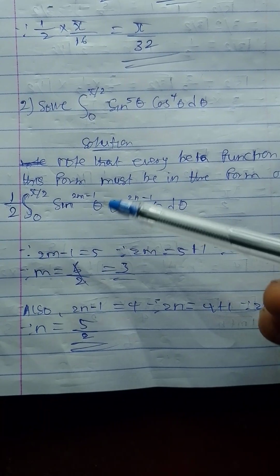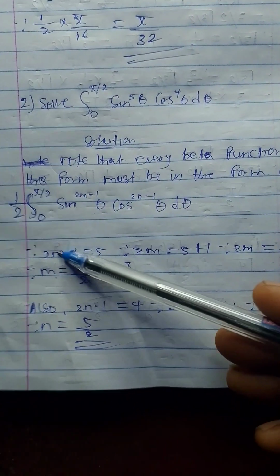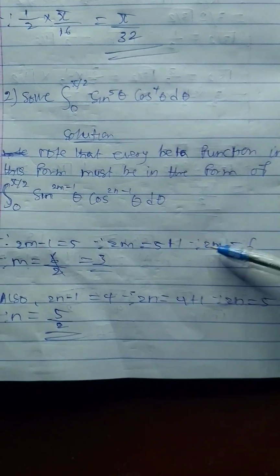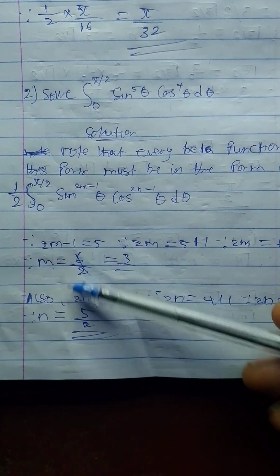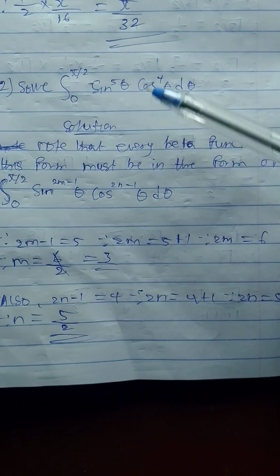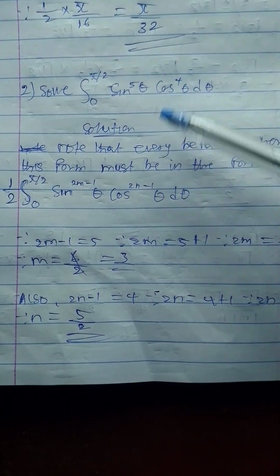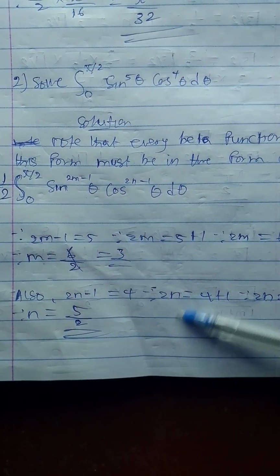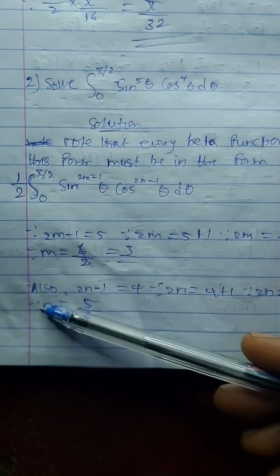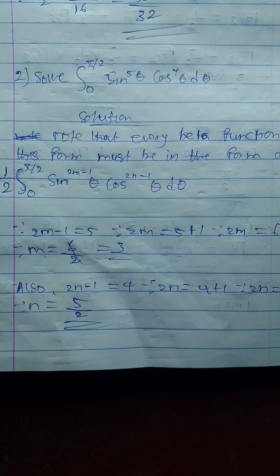So let's solve. We'll compare them. We have that 2m minus 1 is equal to what? 5. Therefore 2m is 5 plus 1, which is 6. Therefore m is equal to 6 divided by 2, which will give me what? 3. Now also we have that 2n minus 1 is equal to 4. Therefore 2n is equal to 4 plus 1, so 2n equals 5. Therefore n is equal to 5 divided by 2. So m is 3 and n is equal to 5 over 2.